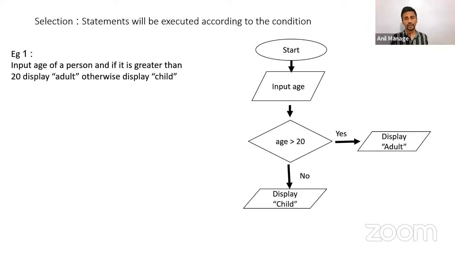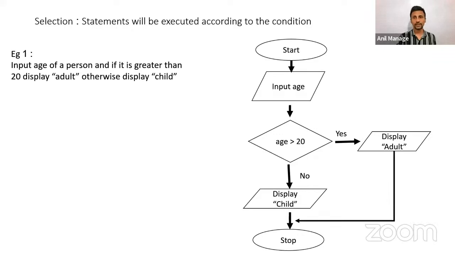Now here I am using a condition box. That is the difference. Age, my condition is age greater than 20. If it is yes, I'm going to display adult. Otherwise I'm going to display child. If you input age, say 15, what will happen? If I give 15, what will happen? So age will be 15. Is it greater than 20? No. You have a yes side and a no side. So according to my flowchart, it is going to the no side and displays child.